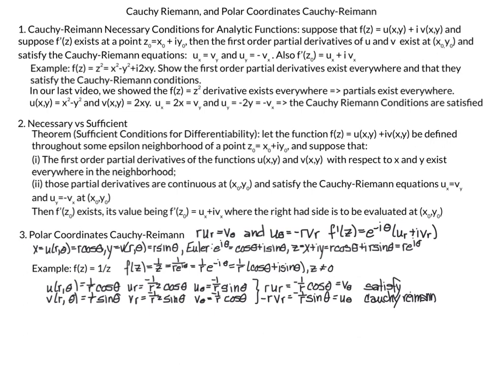Finally, we looked at the polar coordinate conditions of the Cauchy Riemann equations, which are u_r equals v_theta over r, and u_theta is equal to minus r v_r, and then our formula for the derivative. And we did this example here in our video.